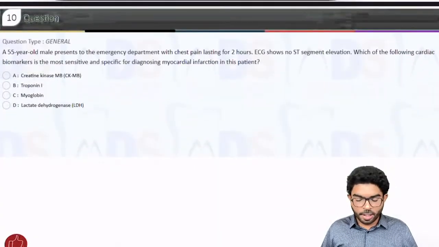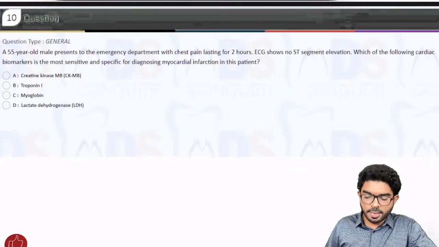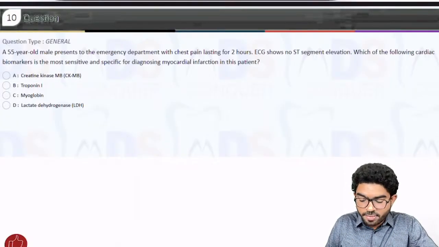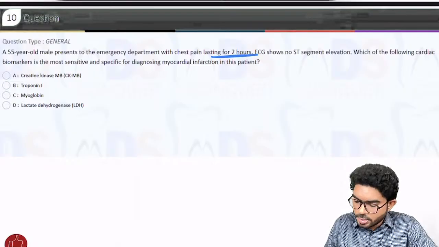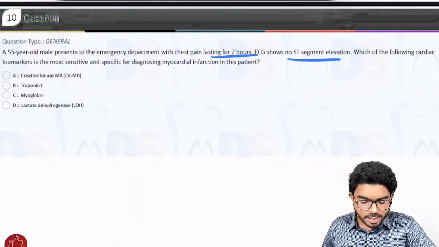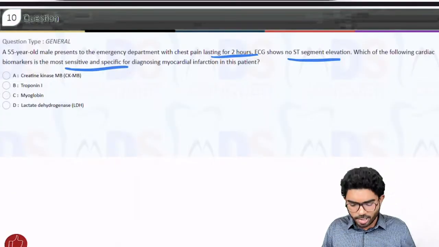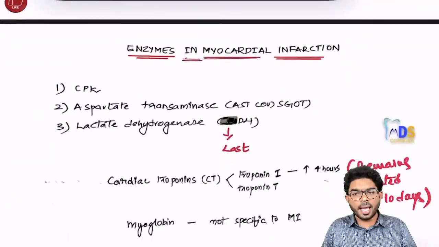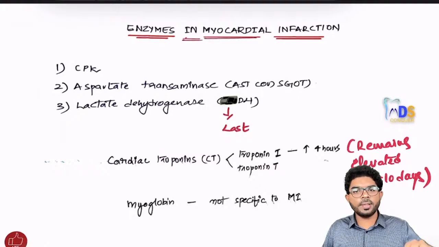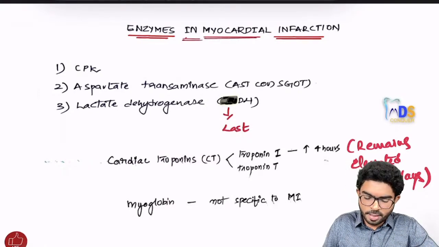Jumping into question number 10. A 55-year-old male presented to the emergency ward with chest pain lasting about 2 hours. ECG showed no ST elevation. And the cardiac biomarkers, which are more sensitive and more specific. We have discussed lots about these biomarkers. So this is again my notes, which I already discussed with you. The enzymes and markers which are raised in MI, I have discussed.